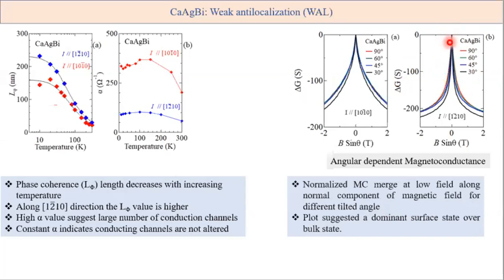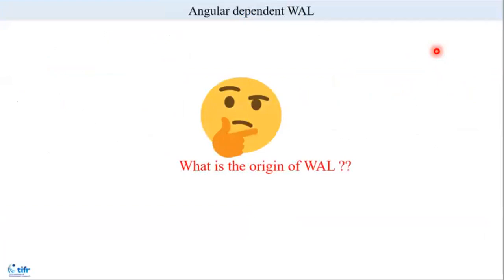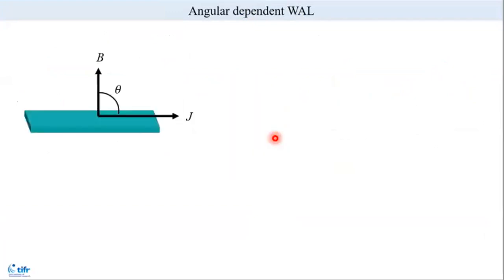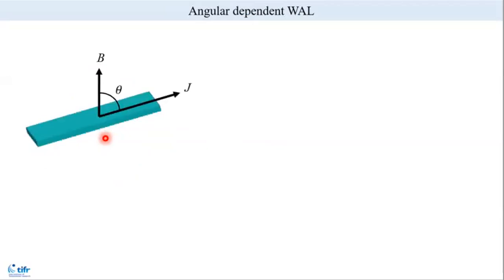That basically signifies whether your system has a 2D parallel conduction channel or not. I will briefly describe what it basically means to have a 2D parallel conduction channel. This is like your sample. To find the origin of this weak antilocalization, we rotate the sample at different angles and look at how the magnetoconductivity behaves.